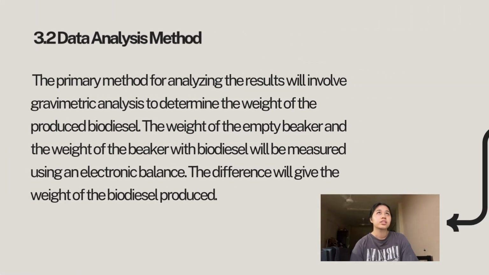So the main method to analyze the result will involve gravimetric analysis, which we will determine the weight of the produced biodiesel. So the weight of the empty beaker and the weight of the beaker containing the biodiesel will be measured using electronic balance. So the difference of those two will give the weight of the biodiesel.